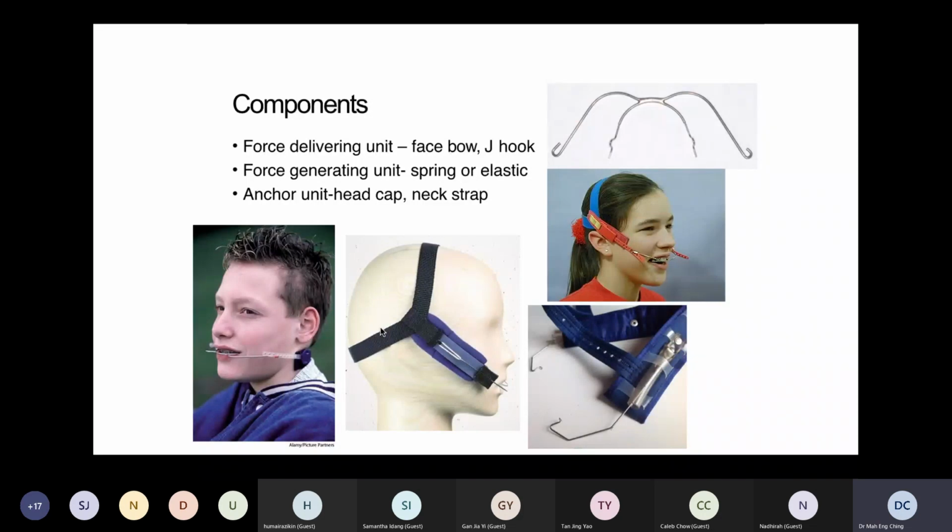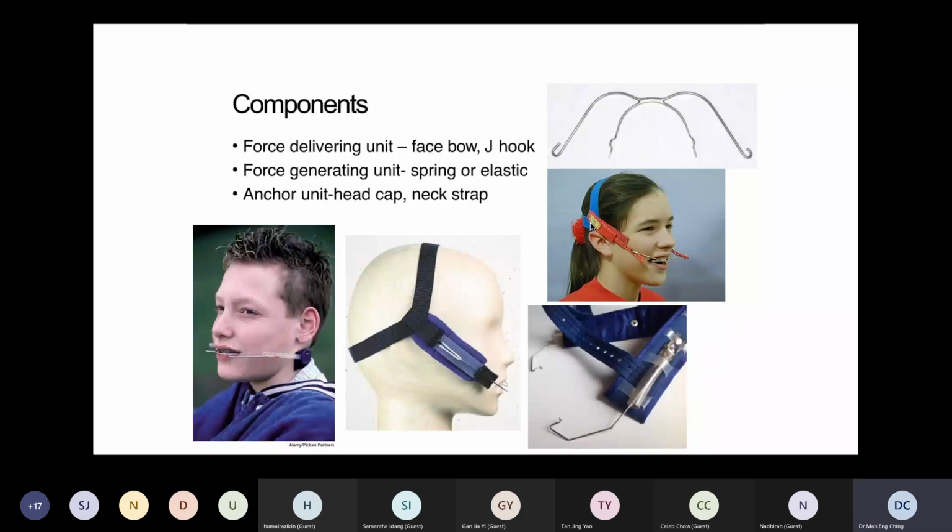Then we have an anchor unit, which is a head cap or the neck strap. So this one is a head cap, and the neck strap is something connected to the neck. Sometimes it can be a combination of the head cap and the neck strap. So we have something attached to the teeth, then something attached to the skull, then we need the elastic or spring to connect these two components and make them one unit, which is called headgear.